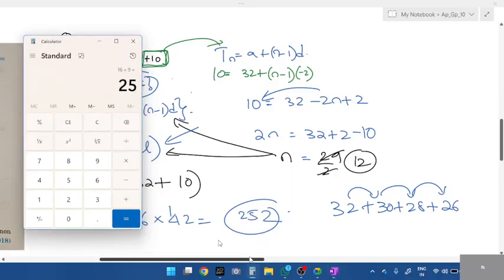26. So the question here was the sum of all these numbers: 32 plus 30 plus 28 plus 26, the next again minus 2, 24 plus 22 plus 20, 18, 16, 14 plus 12. What's the last number we have, students? The last number is up to 10, right? If I add everything, 252. We're getting the answer 252.